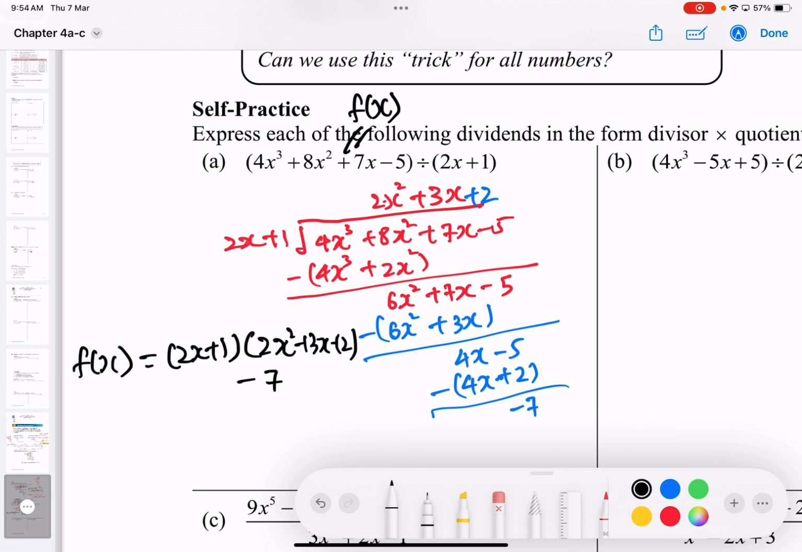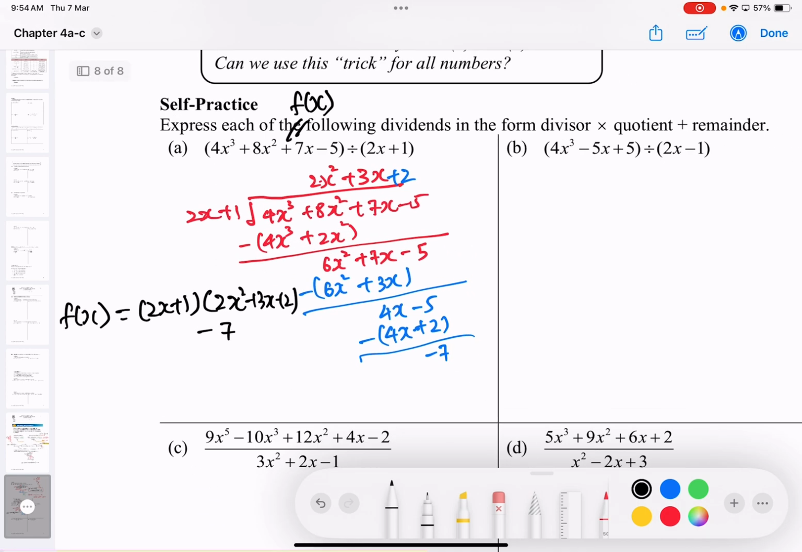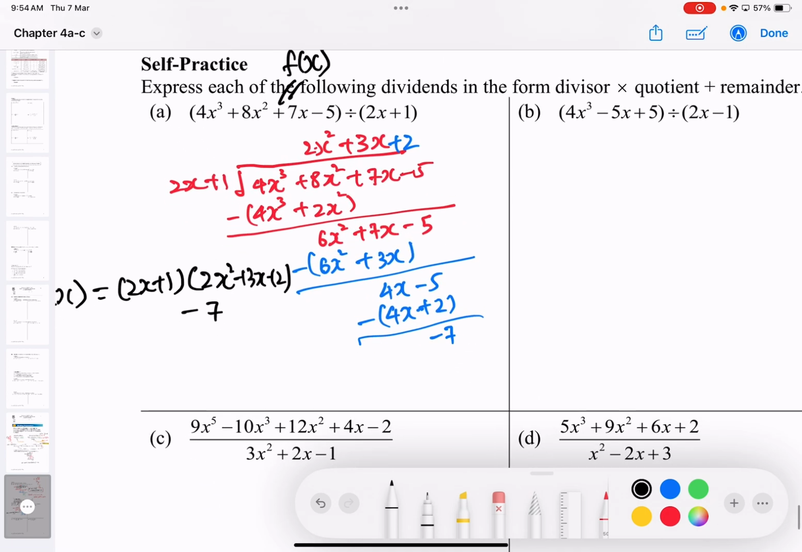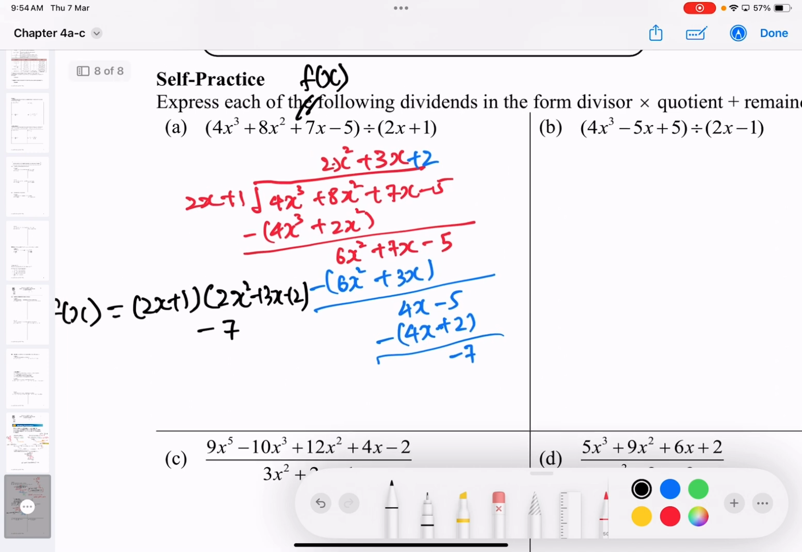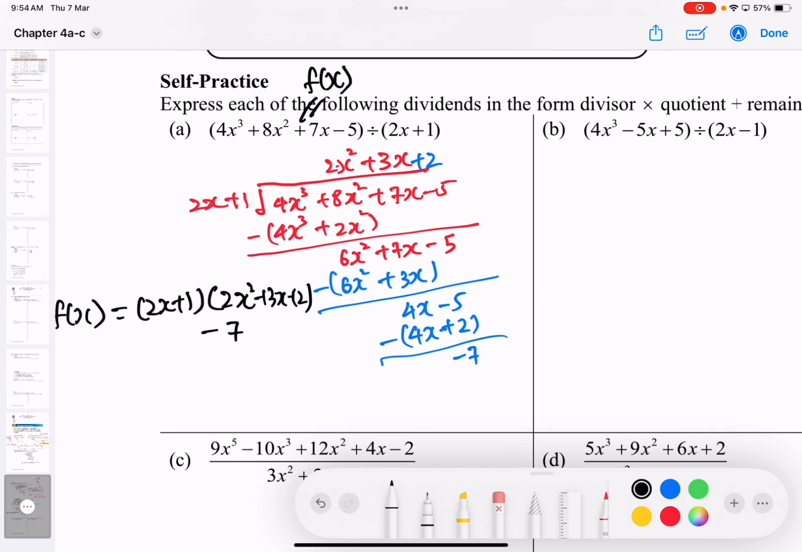Okay, I'll give you guys a couple of seconds to take a look at this. If not, you can look at part B. Part B is the one that I really want you guys to try, because part B is a typical kind of exam question where the powers are not descending. So what do you have to do for that one? I'll give you some time to try, and then I'll go through it with you.